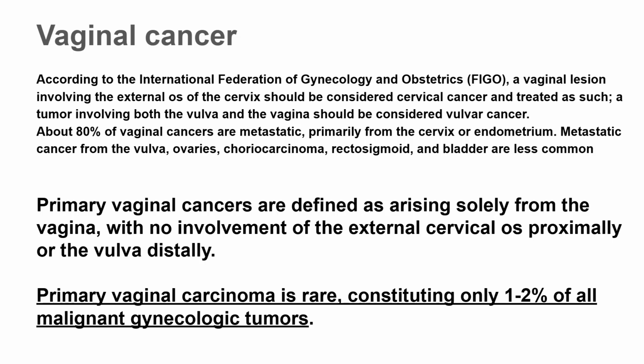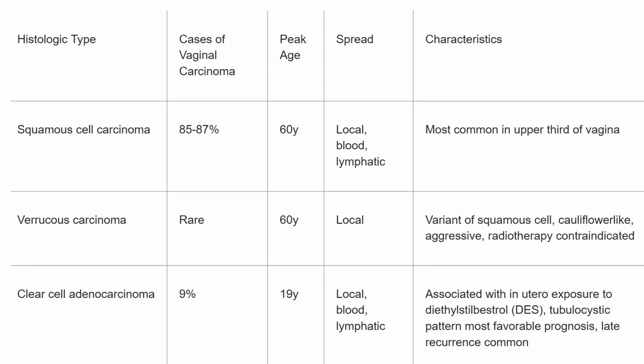Primary vaginal cancers are defined as arising solely from the vagina, with no involvement of the external cervical os proximally or of the vulva distally. This is purely based upon clinical examination, confirming that there is no involvement of the vulva or the cervix; then you call it primary. Otherwise it is considered metastatic. Primary vaginal carcinoma is quite rare, constituting only about 1 to 2% of all malignant gynecological tumors.